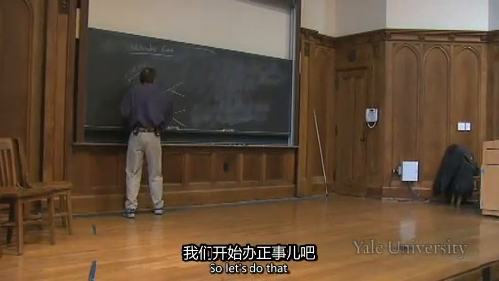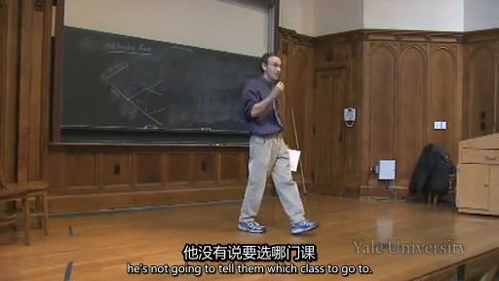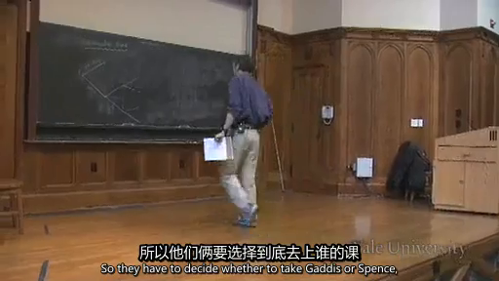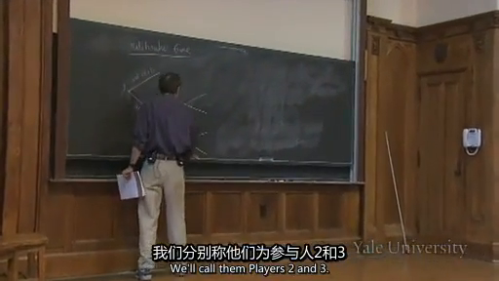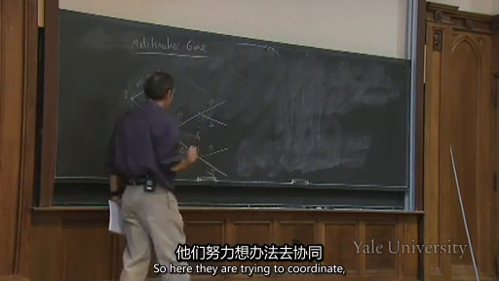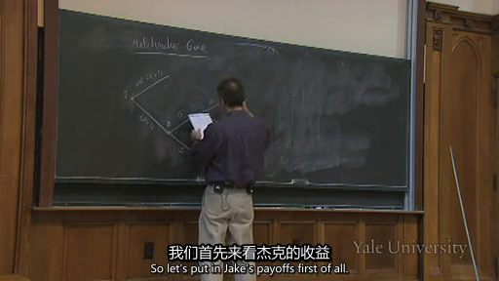So let's do that. Unfortunately, Jake makes the same mistake I do. He's not going to tell them which class to go to. So they have to decide whether to take Gaddis or Spence. And once again, they're coordinating. We'll call them players 2 and 3. So here they are trying to coordinate, and the payoffs are as follows. So let's put in Jake's payoffs first of all.